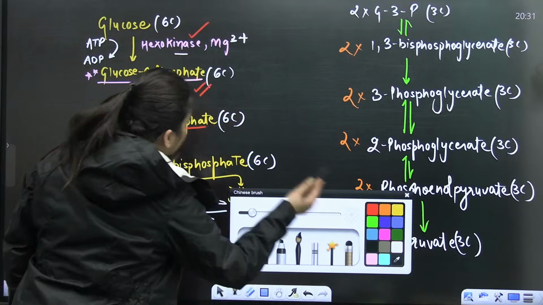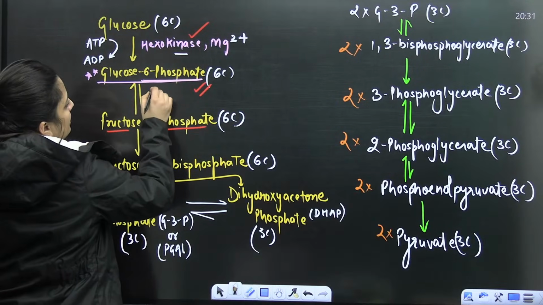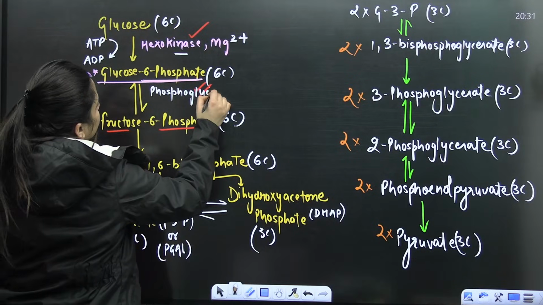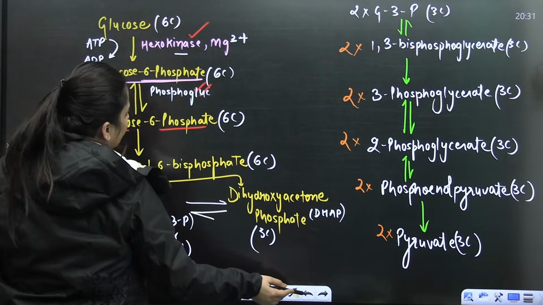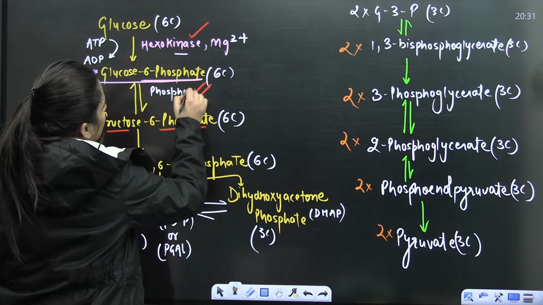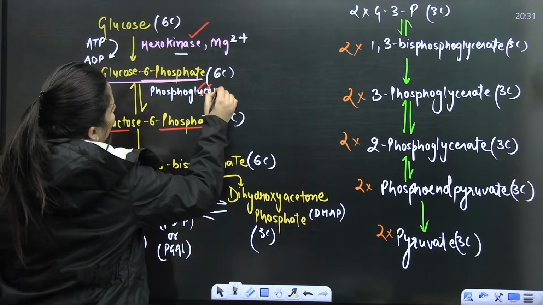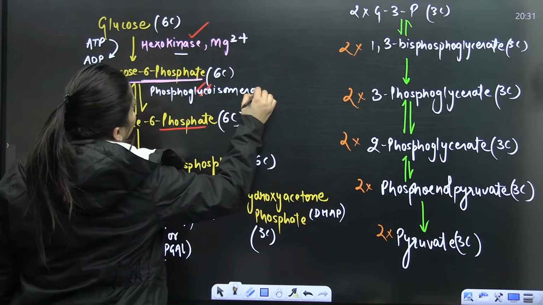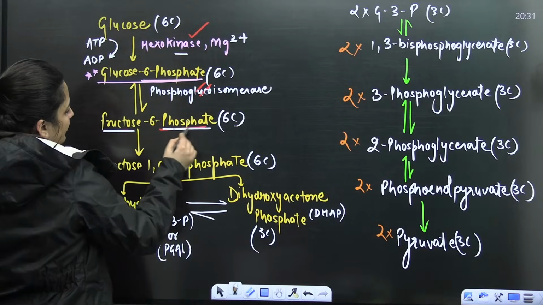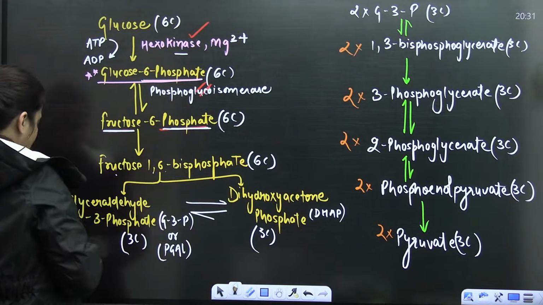Now, from glucose 6 phosphate, you are making the fructose 6 phosphate. We know that. What are they? They are the isomers. So here the enzyme is glucose phosphate isomerase, right? You can also call it phosphoglucoisomerase or glucose phosphate isomerase. Then again, fructose 6 phosphate, and here you have fructose 1,6 bisphosphate.